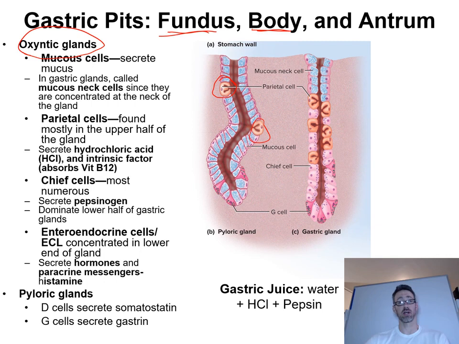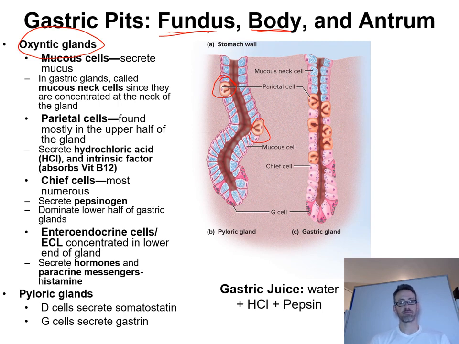And this can only occur in the stomach. So if, for example, somebody had a gastric bypass that removed a good portion of the stomach where their parietal cells are, they may not have enough intrinsic factor to absorb vitamin B12. And vitamin B12 is needed for neural tissue, red blood cell development, and so on.